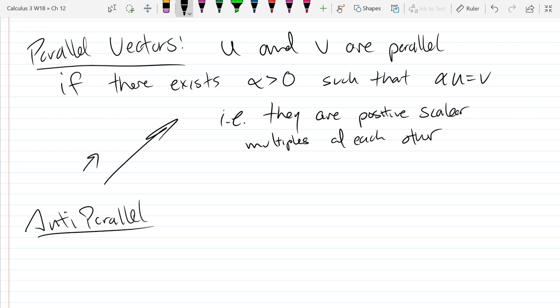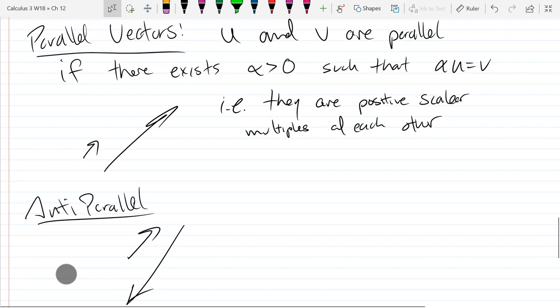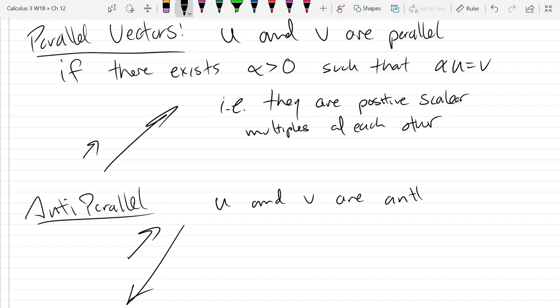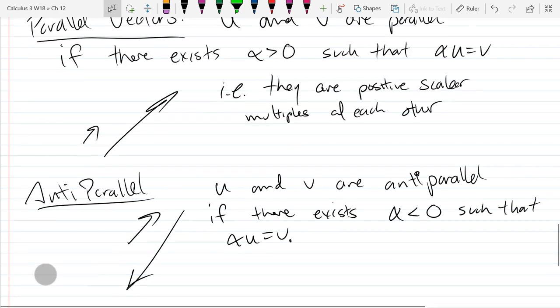So that is the opposite of parallel, meaning you have one vector going one direction and another vector going the opposite or anti-direction. u and v are anti-parallel if there exists, so what is different about this alpha? This one has to be negative, meaning it's going to turn the vector the opposite way. So if there is a negative alpha such that alpha u equals v. And same reasons as before, I can move the alpha to the other side very easily as 1 over alpha. So that's parallel and anti-parallel.